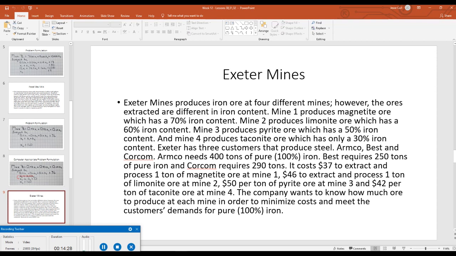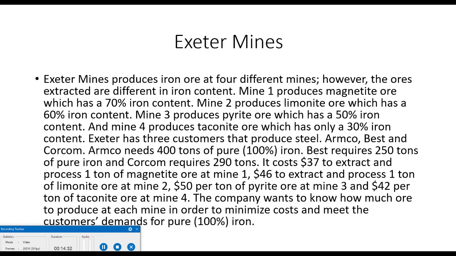Exeter Mines produces iron ore at 4 different mines. However, the ores extracted are different in iron content. Mine 1 produces magnetite ore, which has a 70% iron content. Mine 2 produces limonite ore, which has a 60% iron content. Mine 3 produces pyrite ore, which has a 50% iron content. And Mine 4 produces taconite ore, which has only a 30% iron content.